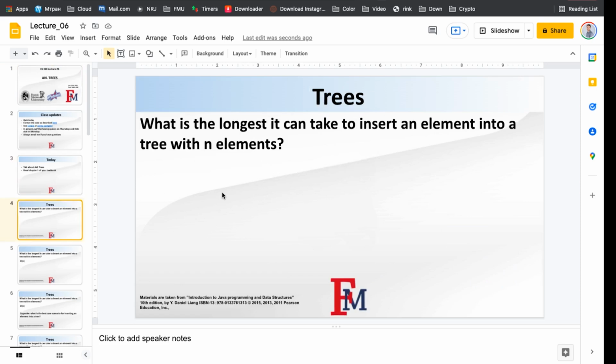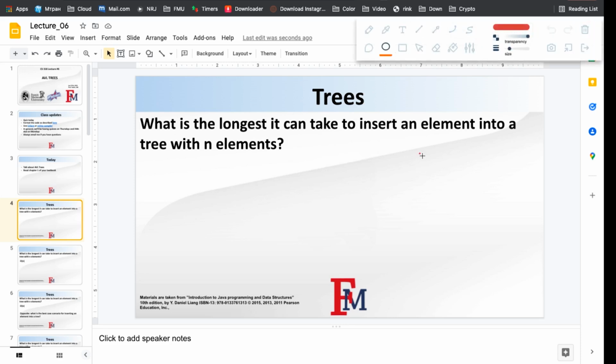So the first question, and why we'll be talking about these trees, is: what is the longest it can take to insert an element into a tree with n elements? Imagine you have a binary search tree, or just a tree with n elements. Let's draw that. Let's say we have a binary tree, for example, something like this.